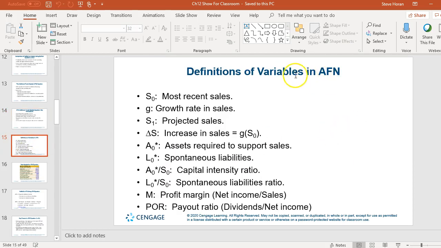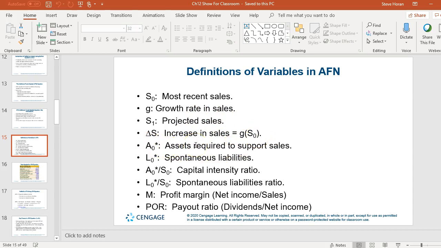So definitions then of the variables that go into the AFN, the additional funds needed equation. Really important formula for this class, for this chapter. So make sure you've got a good handle on that. But a lot of these letters you've seen before, so I don't think this is anything that's too majorly new. S just means sales, and 0 is today, time 0. So most recent sales. G is growth. S1 is next year's sales. When you see the triangle, that just means delta, and delta means change. So change in sales is the increase in sales. The growth rate times S0 would be the change in sales.